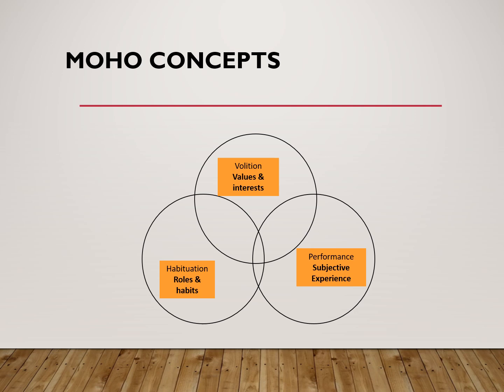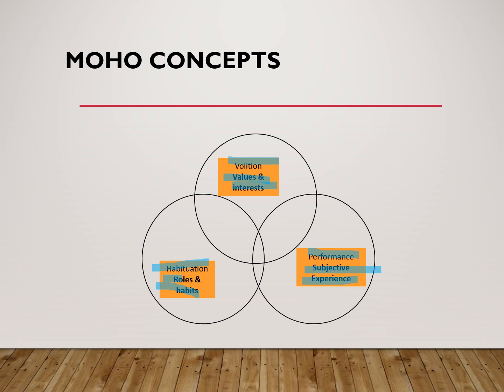You see we have volition, habituation, and performance. Under each one of those, we have a subsystem. Under volition, we have our values and our interests. Those are the things that motivate us. Our habituation comes from our roles and our habits. What makes us do what we do? And then performance is the subjective experience. So how is our performance working?